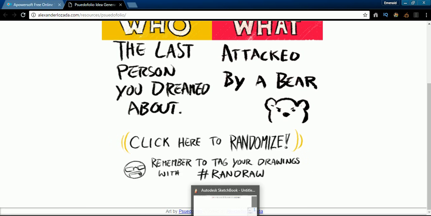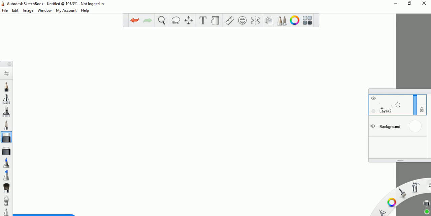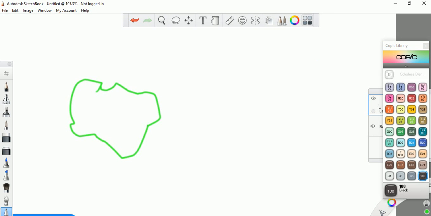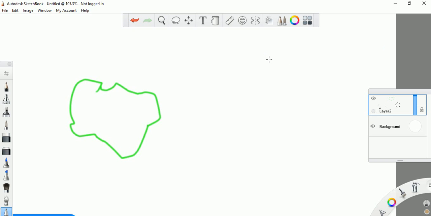Okay, last person I dreamed about was Gay Ray. Okay. Yeah, the yellow, the green Powerade, and then we have the brown bear. It can be a polar bear, for who knows. Being attacked by a bear. Okay.